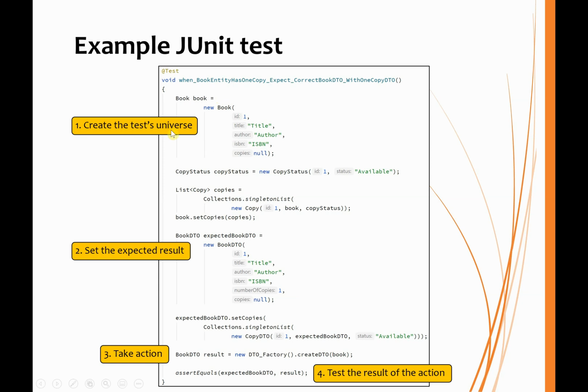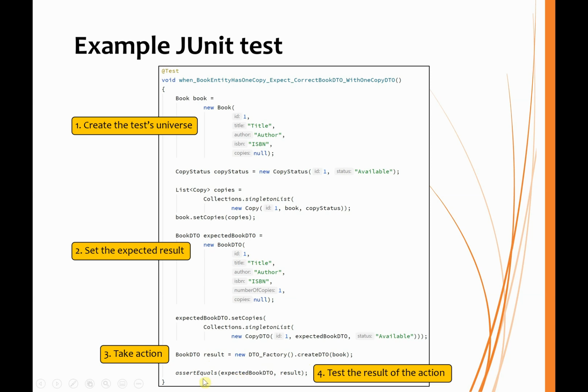Having created everything we need, we can then set the expected result. This is what we expect the result of the action to be. Then we take the action, so we're calling a method to achieve some kind of result. And then finally we assert, so we're testing the result of the action. So we're asserting that the actual result is equal to the expected result.